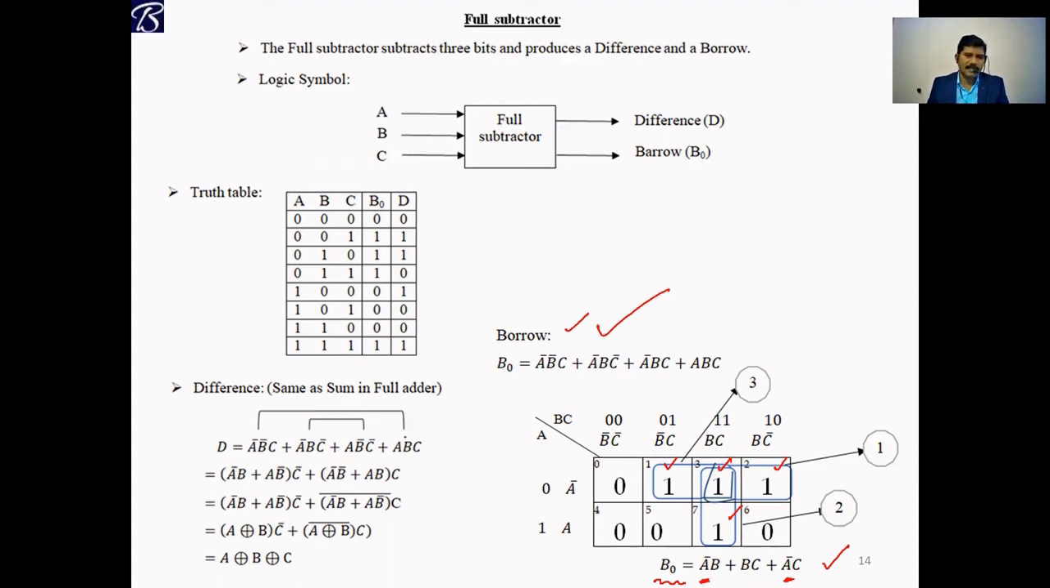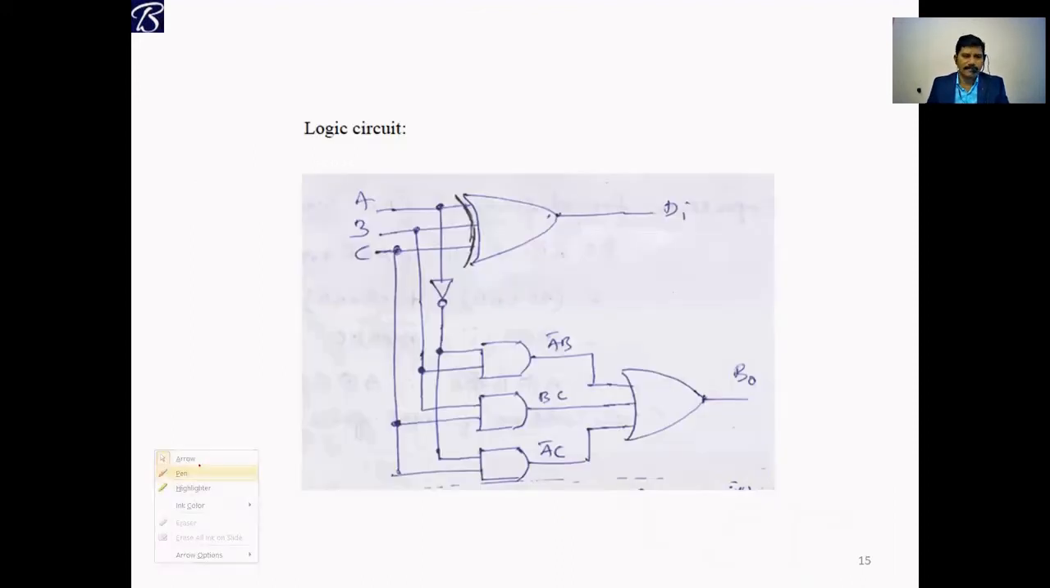The conclusion here is the difference is XOR operation for the given inputs, and borrow is A bar B plus BC plus A bar C. Now if you draw the diagram, this is the difference, an XOR operation, or we can draw two XOR gates, no problem. And here this is the borrow. Only difference between full adder and full subtractor is this NOT gate for A. So that we will get A bar B, A bar C. So this is the logic circuit.